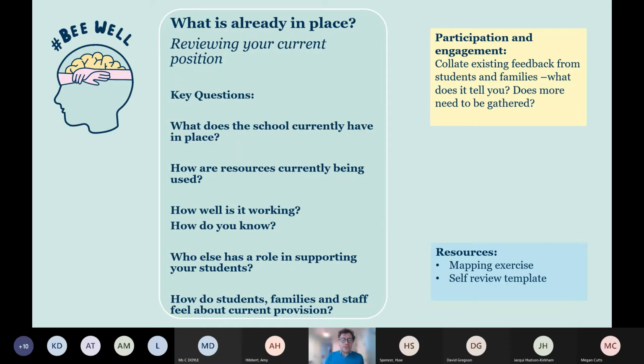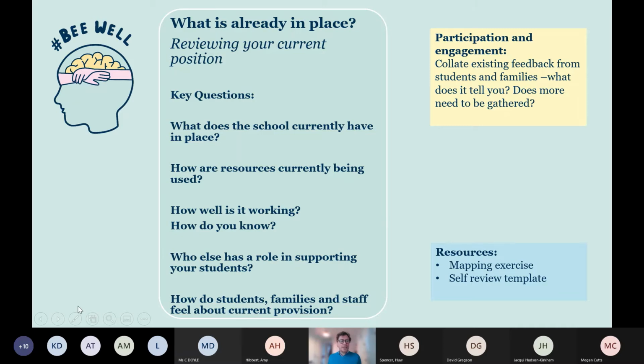As I say, how students, families and staff feel about current provision. What do you know? What feedback have you had? What do students, families and staff think of the quality? Do they think it makes a difference? Are children and young people really keen to attend when there's additional support and intervention, or are they less keen to be involved, and why might that be? Do families think that the offer that your school provides, be that what you offer directly or what you're able to signpost to, how do families feel about that? And does staff feel that there is the right level of support for children and young people? So lots of people with a view there.